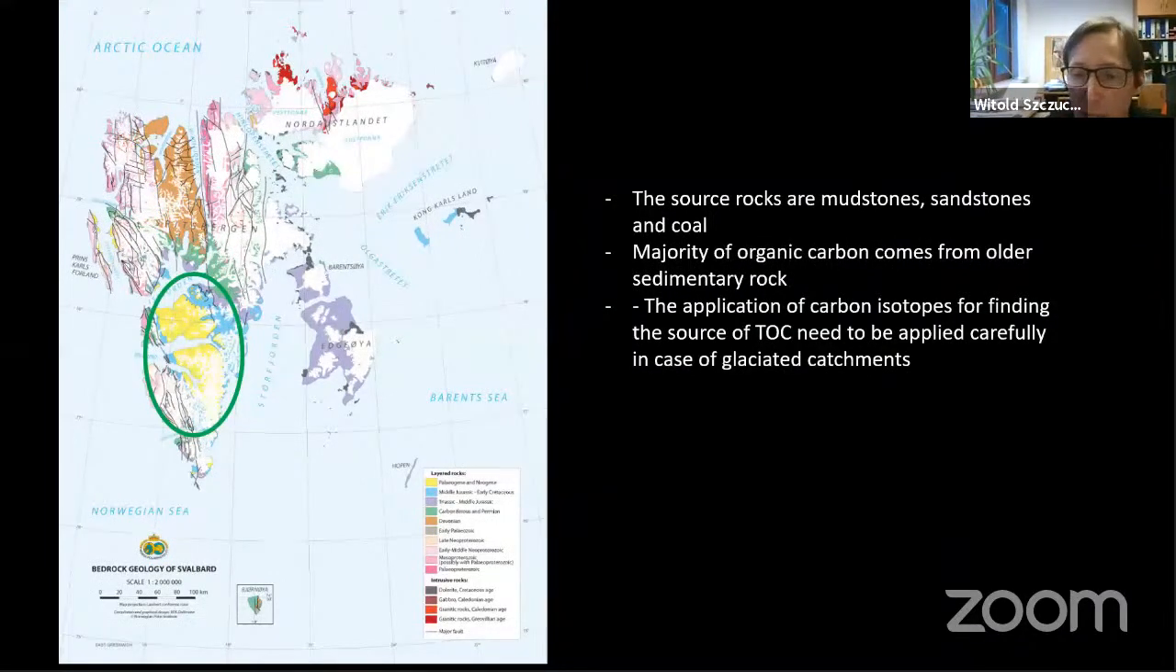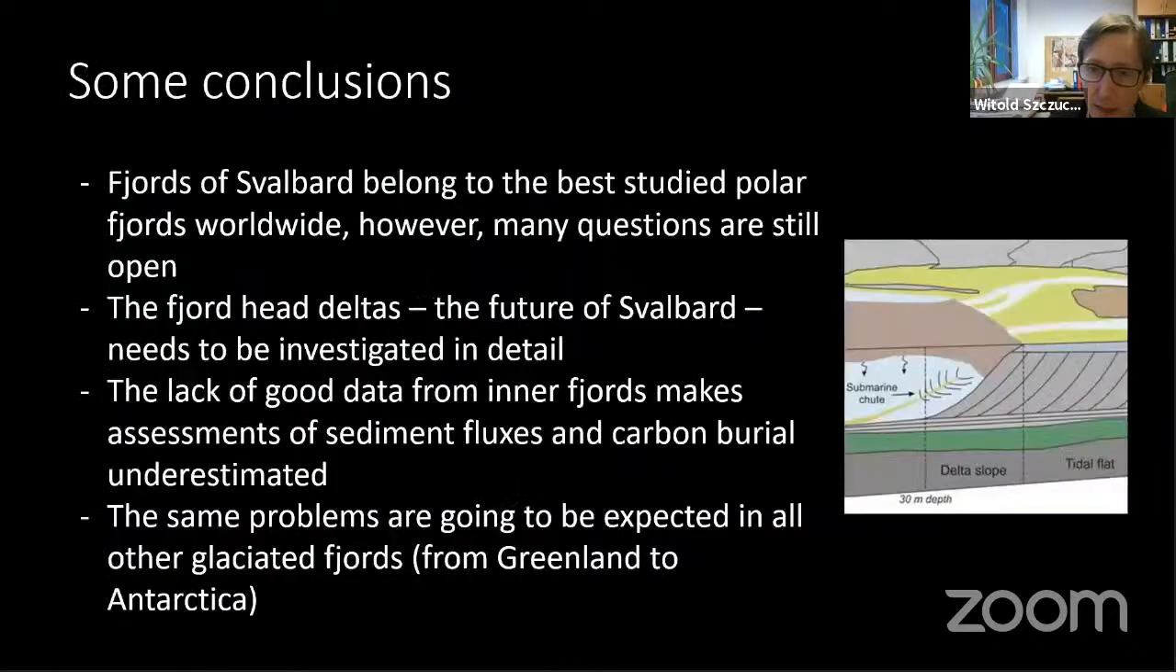in detail, but it really shows that in particular in glaciated areas, which include not only Svalbard, but also Greenland, Antarctica, and so on, we need to be really careful in assessing and using the common proxies for tracing the sources of organic carbon, because it may be just inherited from ancient sedimentary rocks.